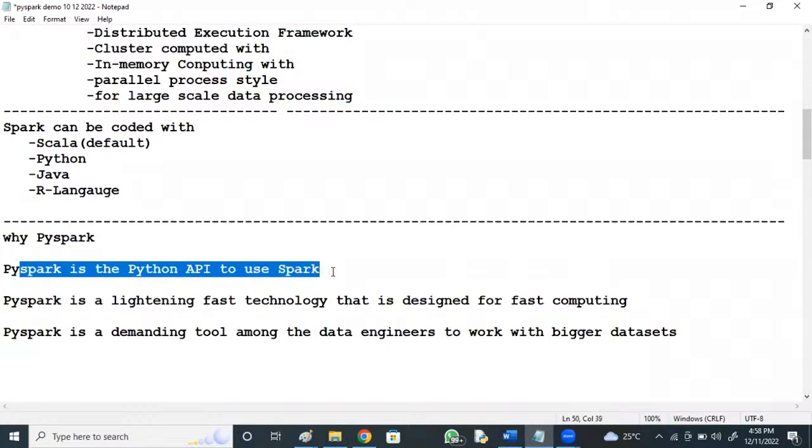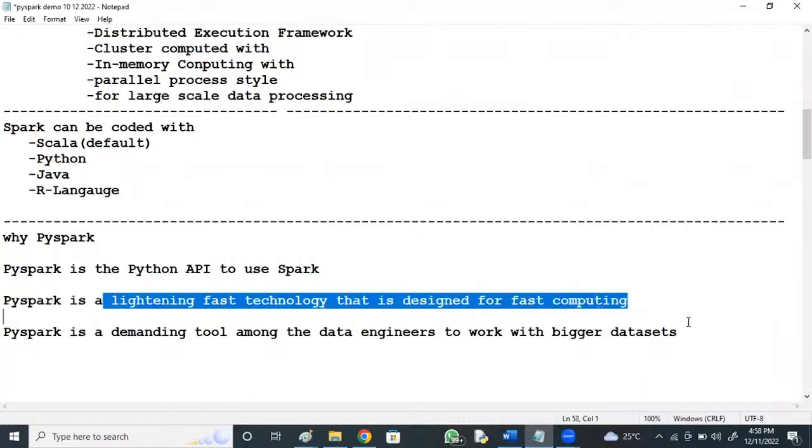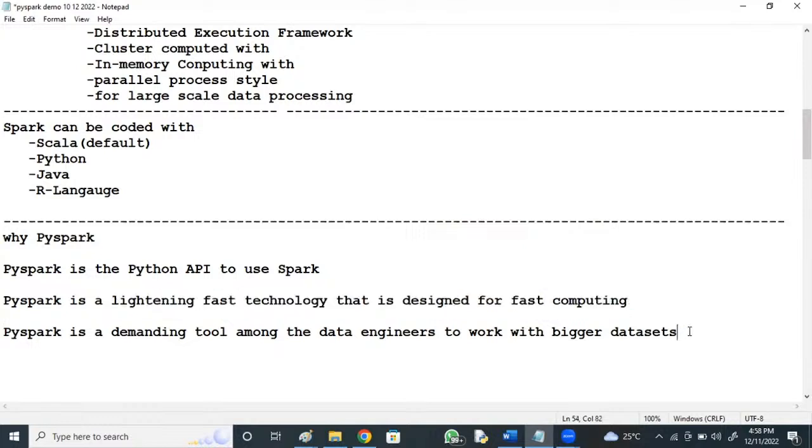PySpark is the Python API to use Spark. It's a lightning fast technology that is designed for fast computing. It's a demanding tool among the data engineers to work with bigger data sets. So next.